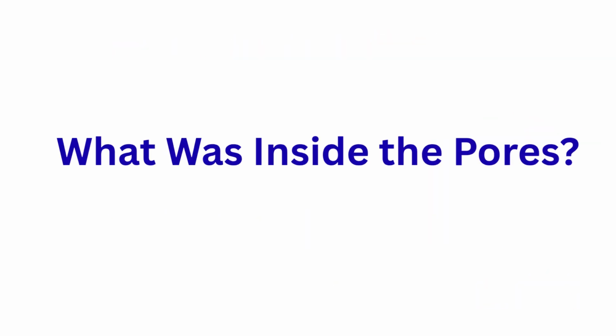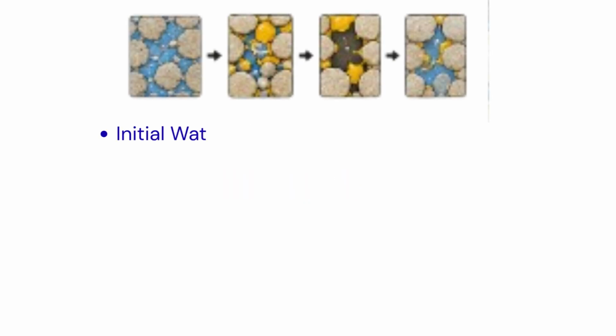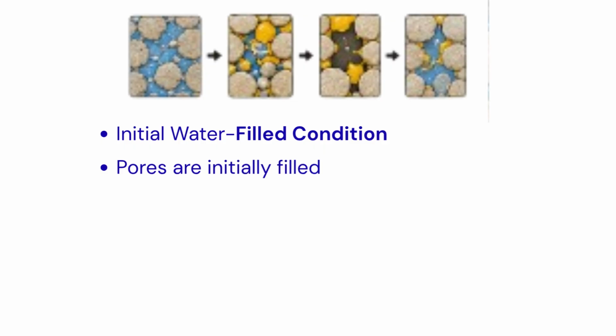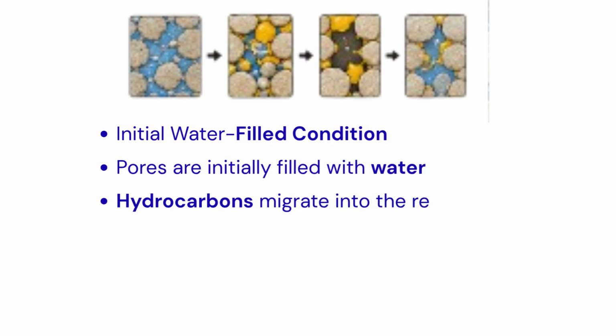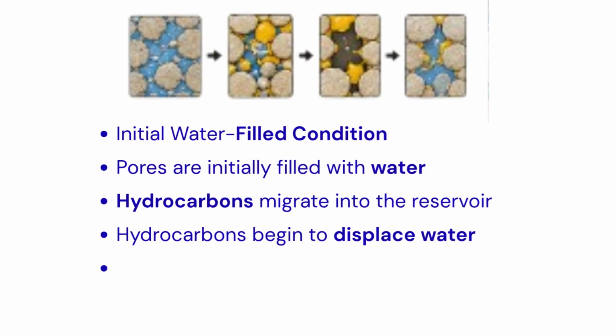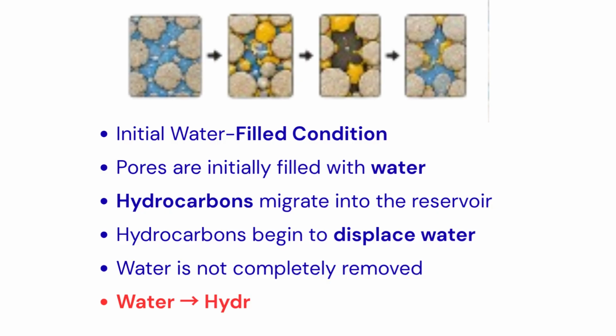Now, here comes our first question. What was inside these pores before oil and gas arrived? Water? Yes, water. The reservoir does not simply begin with oil filling all of its pores. The pore spaces are initially occupied by water. Later, hydrocarbons migrate into the reservoir and begin to displace some of the water. So, to understand how an oil or gas reservoir becomes filled, we first need to understand this initial water-filled condition.